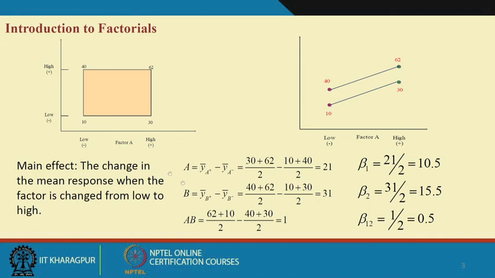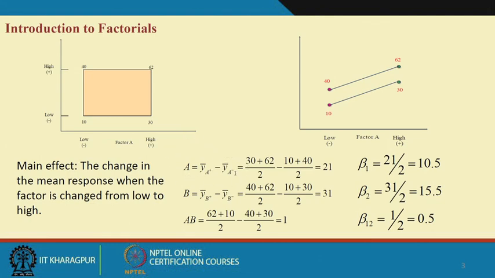So, what do we want? We want to compute the main effect. Suppose we are interested in computing the main effect of factor A. In that case, what do you do? You take the average of the response when A is at high minus the average of the response when A is at low. This is denoted by A equal to y A plus bar minus y A minus bar.